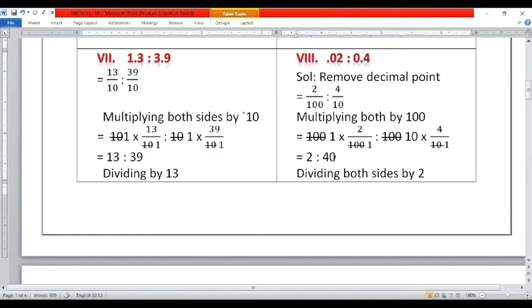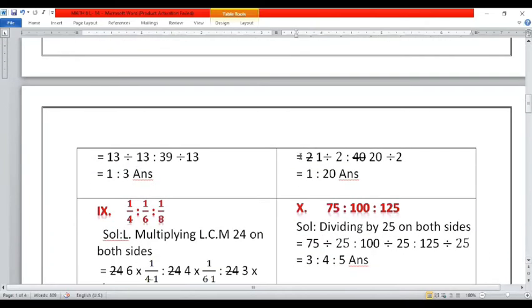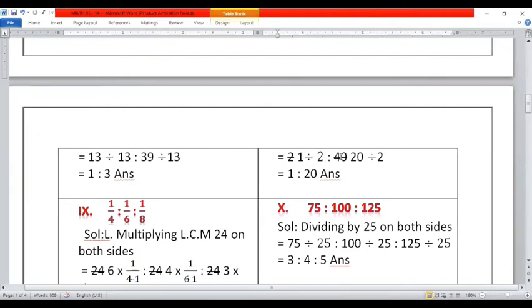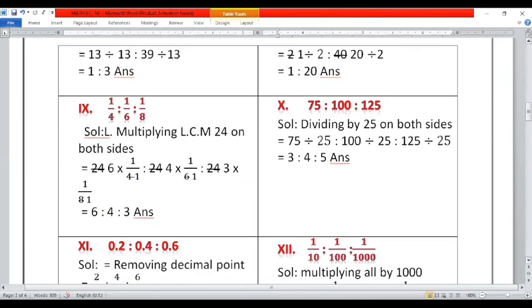Again, this ratio 2 to 40 is not a simplified ratio. So I will again cancel it by a particular number, the number 2, that can divide 2 one time and 40 twenty times. In the last step, you can see I divide 2 by 2, and I divide the 40 by 2. 40 divided by 2, the answer comes 20. So the ratio is 1 ratio 20. Dear student, the answer is 1 ratio 20. Now here, part number 11.